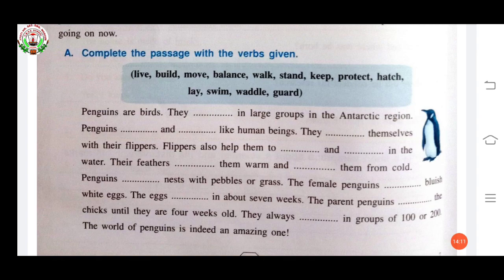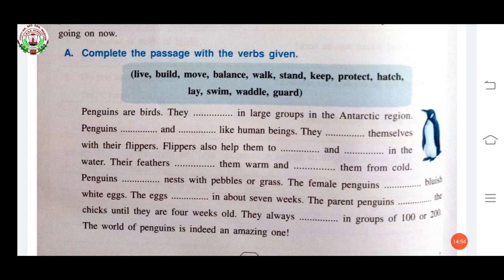Penguins walk and move like human beings. They swim with their flippers. Flippers also help them to balance and waddle in the water. Their feathers keep them warm and protect them from cold. Penguins build nests with pebbles or grass.